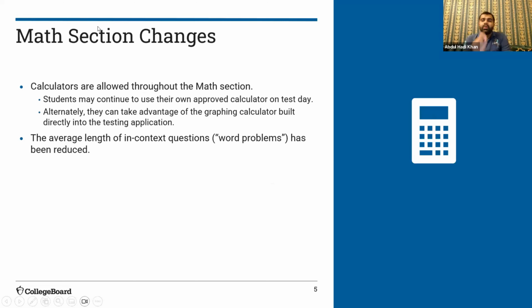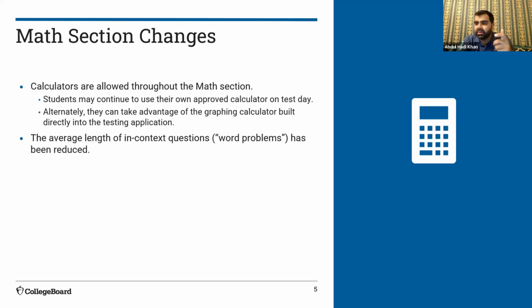Now, in the math section, what's changing for good is that the calculator is allowed throughout. Initially, we used to have 2 sections in math, section 3 and section 4, where in section 3, we were not allowed to use a calculator to solve questions. But in section 4, we were allowed to use a calculator. Now you would have access to a calculator throughout. In fact, you will also have access to a graphing calculator to help you through the exam.